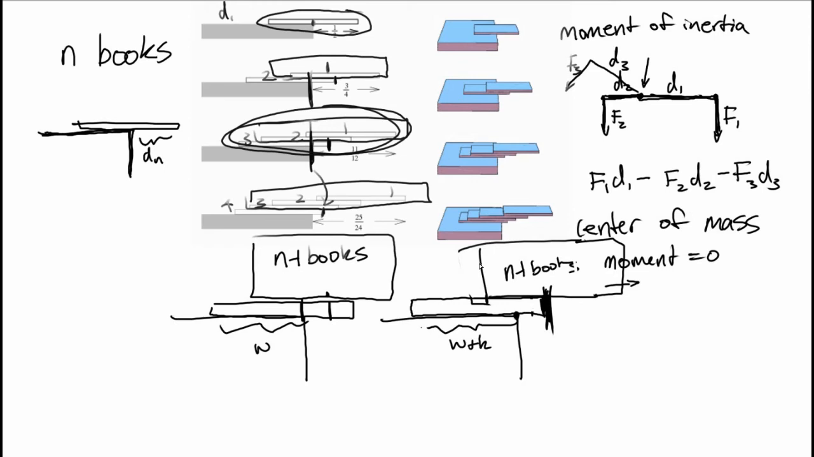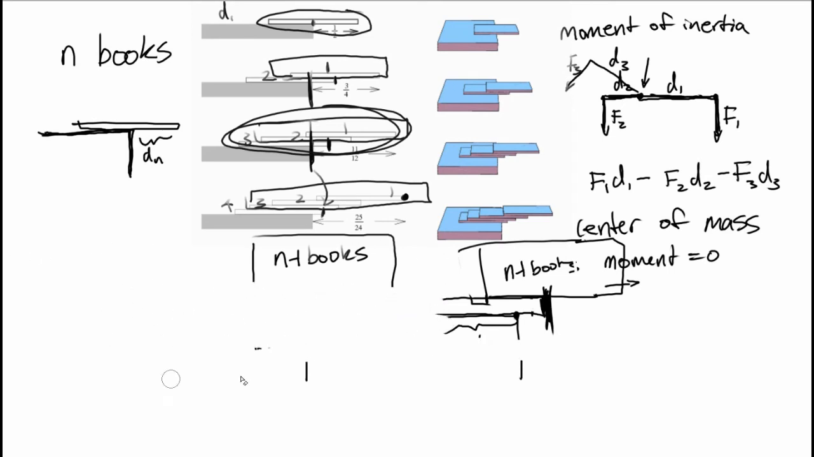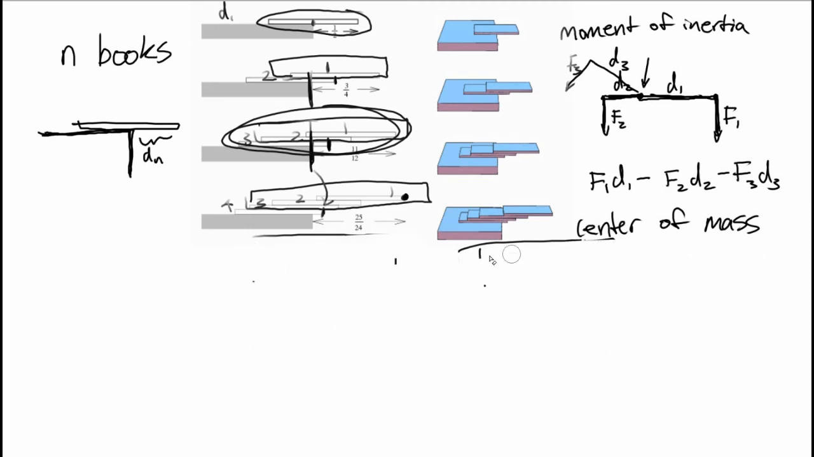Now here comes the math. Here we go. Let's figure out the moment of inertia around the edge of the rightmost book. How do we figure that out? I wish I could clean this up, but it's all on one layer. So let's see if I can erase this part. Yep, we got it. All right.